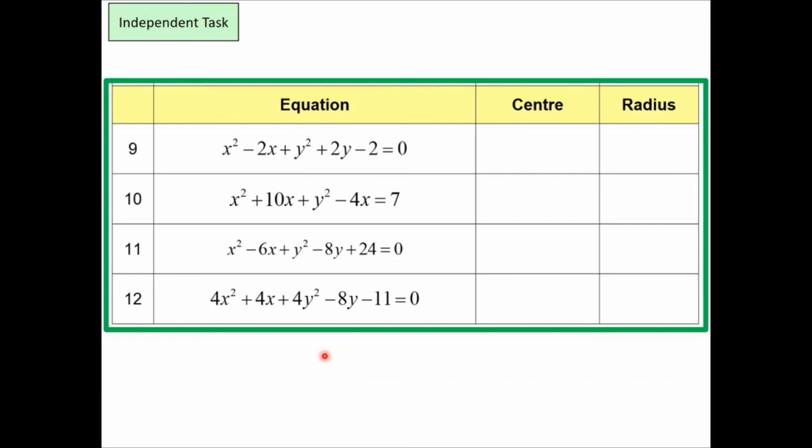And once you've done your questions, take a photo of your answers and upload them onto class charts for you to have completed the work for this lesson.